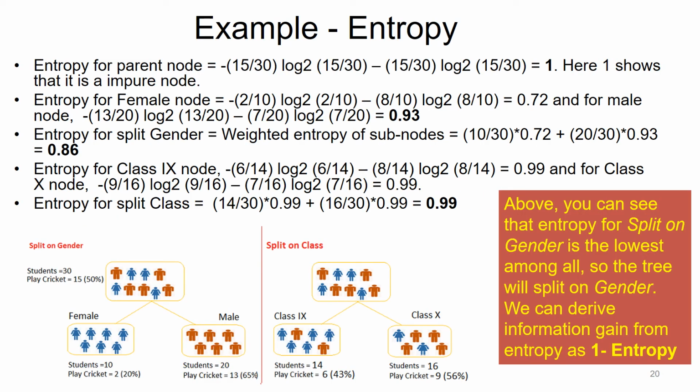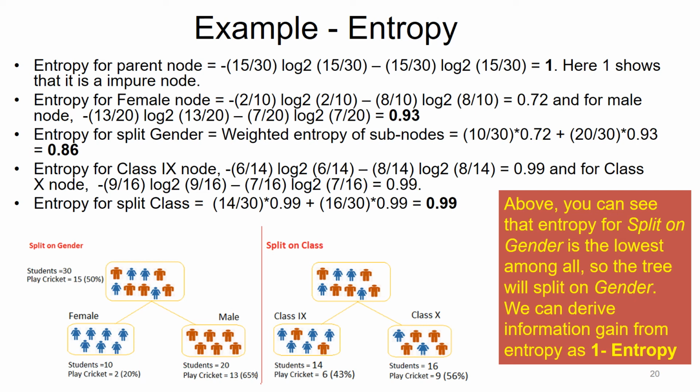Now let's go back to our students example and calculate entropy for different nodes, starting with the parent node. There were 15 students who play cricket out of 30. So minus 15 divided by 30 log2 15 divided by 30, and then 15 who do not play cricket, so 15 over 30 log2 15 over 30. This is essentially 1, isn't it? So here 1 shows that it is an impure node. It's a very even distribution, very difficult for us to do any prediction.